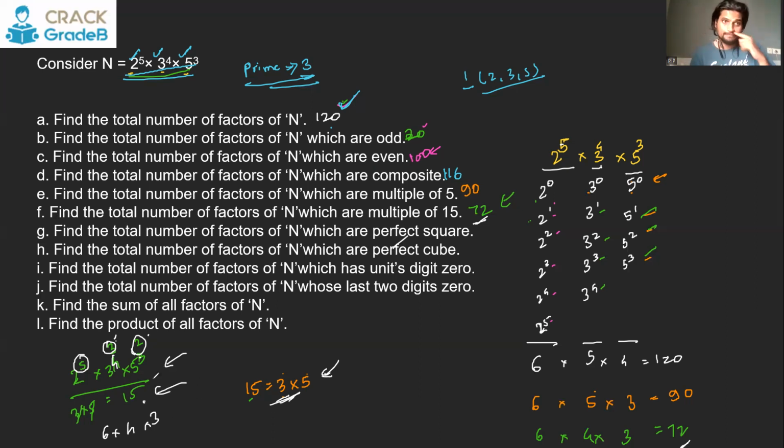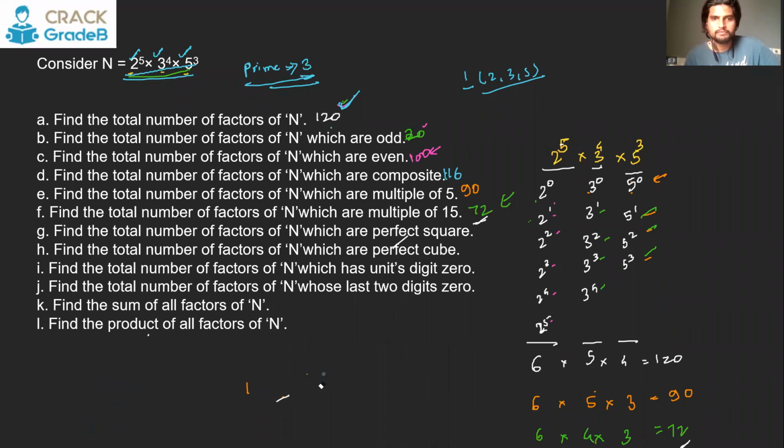I hope you got this. G. G is important question, a little different, but very, very important for us. Now, G question says, how many factors of this number are perfect squares? So for a number to be perfect square, we have to have even power of the primes.